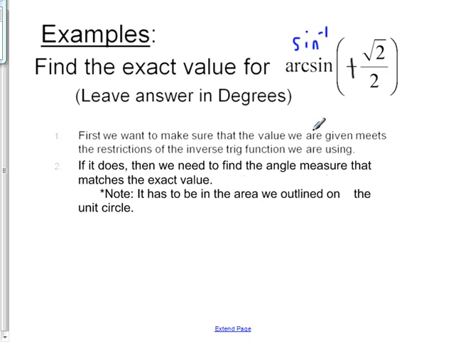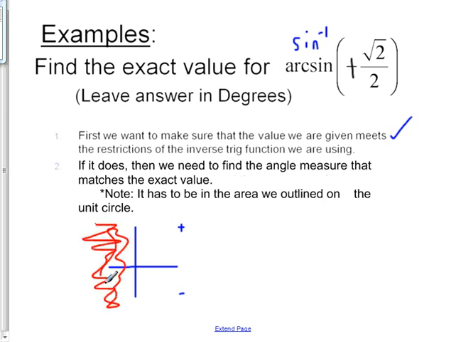The first thing we want to do is make sure that the value we're given meets restrictions. What that basically means is, can sine equal root 2 over 2? We know sine values have to be between -1 and 1. Root 2 over 2 is between those, so it works. So this is met. Now we need to find the angle measure that matches. From the little unit circles before, inverse sine is positive here, negative there, and inverse sine does not cover those other regions.